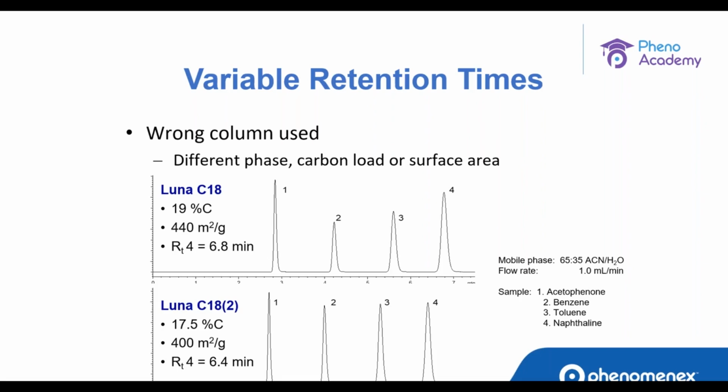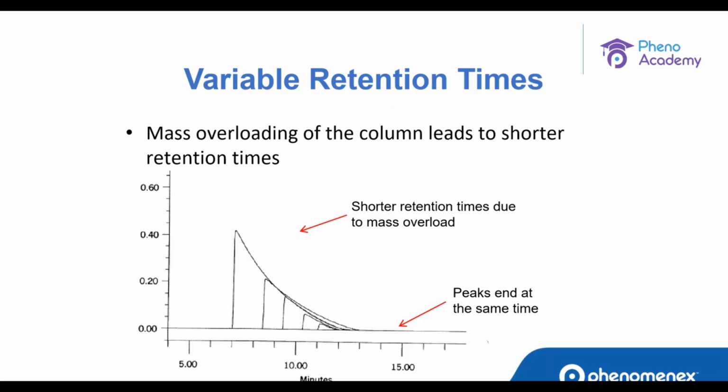So we can see we are using two different types of Luna column. The one with more carbon load, Luna C18 regular, the first generation C18 column, has 19% carbon load, compared to the second generation of Luna C18, which has 17.5% carbon load. So we can see higher carbon load of the column leads to longer retention. Mass overloading of the column also leads to shorter retention time here.